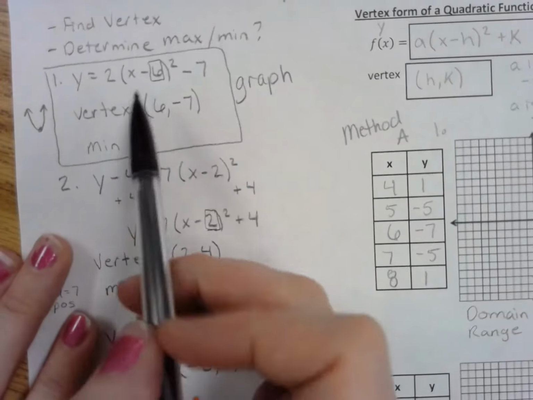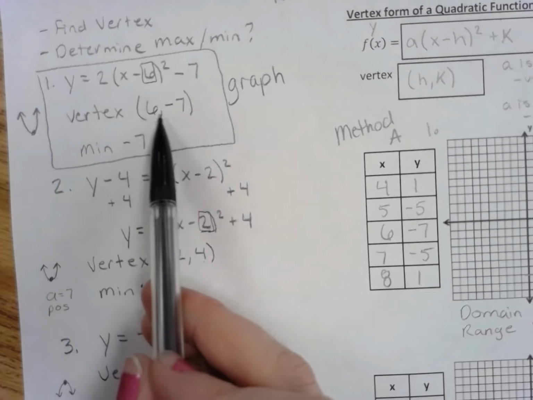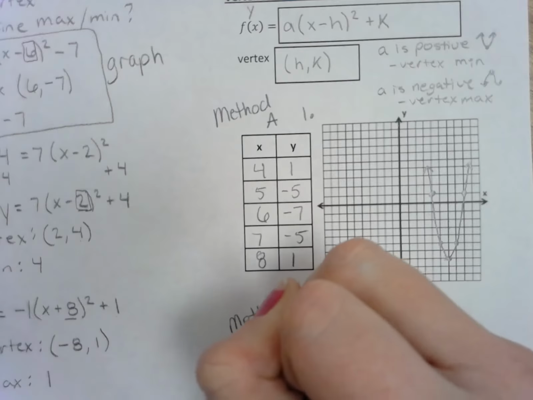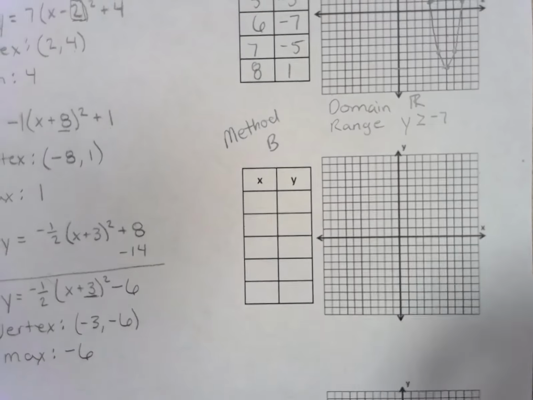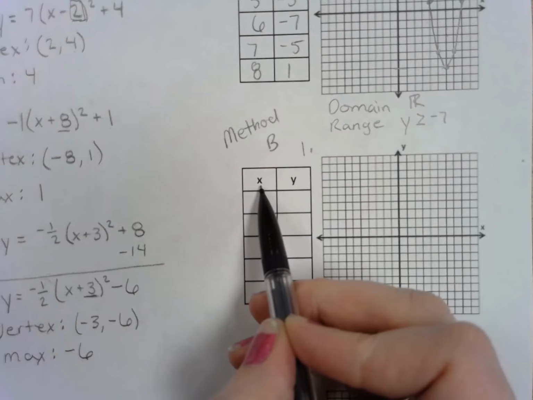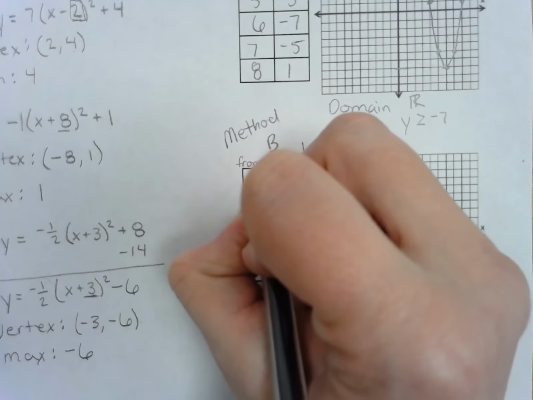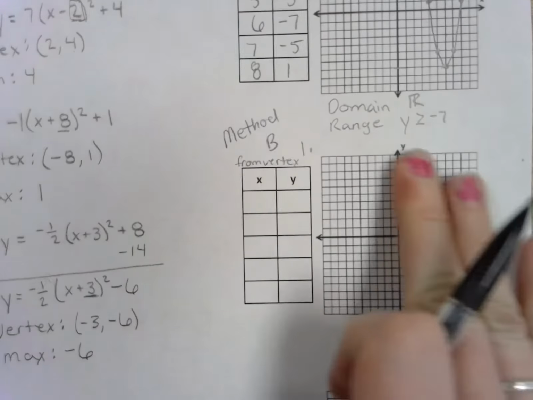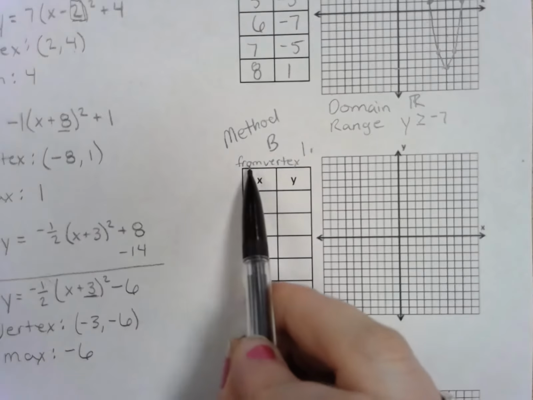So going back to our original function, we have our vertex. We still will identify that first. So for method B, we're actually not going to call it x and y in our table, and this is still number 1. We're going to call it x from the vertex and y from the vertex. So you're not going to talk about so much as an x and y ordered pair like you would from the origin. We're going to talk about x and y from the vertex.